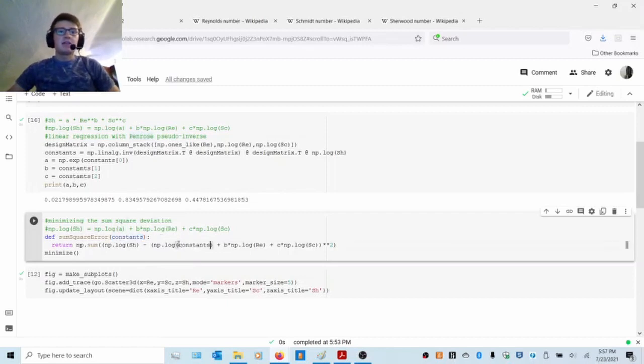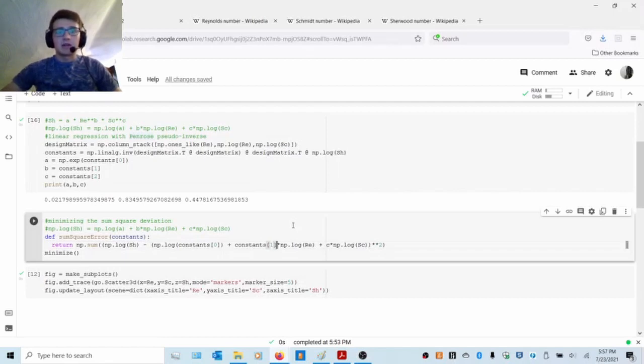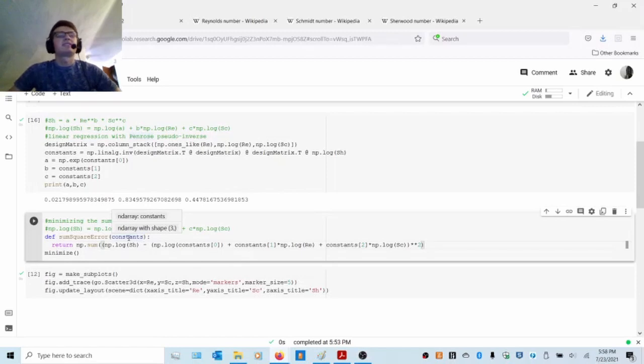So we'll say that a is constants 0, the first term in this constants formula. Then constants 2 is going to be the second term in there. And then c is going to be the third term in, not in that variable, in this tuple we're calling. No, it's not a tuple, is it? It would be like an array that we're calling constants, I think.